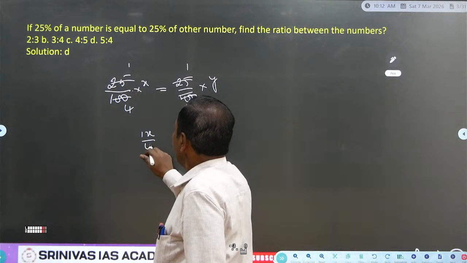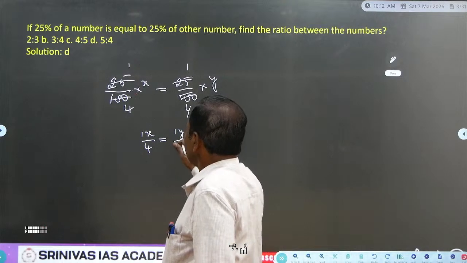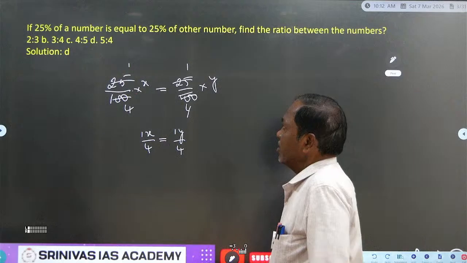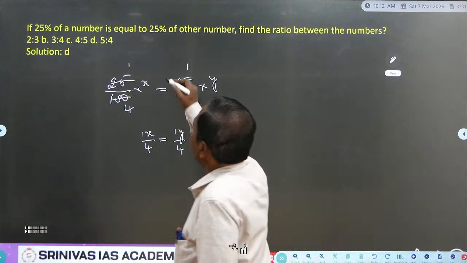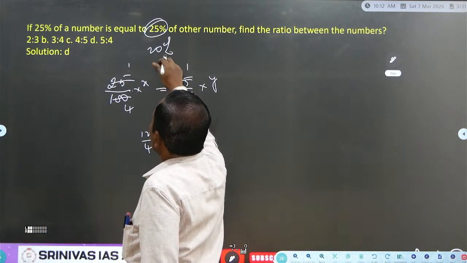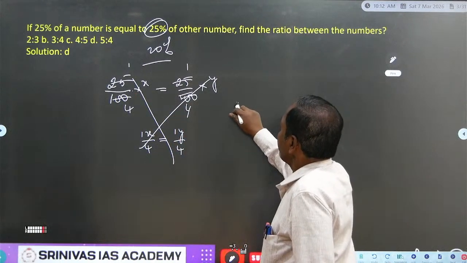x by 4 is equal to y by 4. Even 1 is not required here. Okay, actually it comes like that. Option D is written, but actually we have to take this as 20%. Now what will happen here?